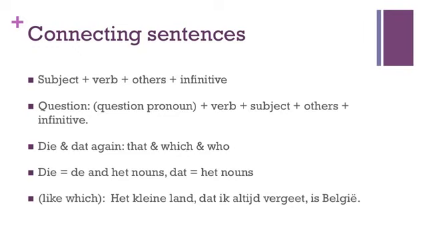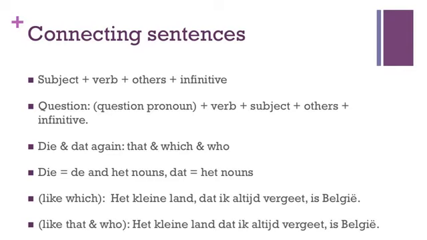For example, het kleine land, dat ik altijd vergeet, is België. The sentence can be left out, so it's in between two commas. However, you can write the same sentence with just one comma, if the fact that you forget it is more important than the fact that the small country is Belgium. So that's the difference between that and who, and which on the other hand.